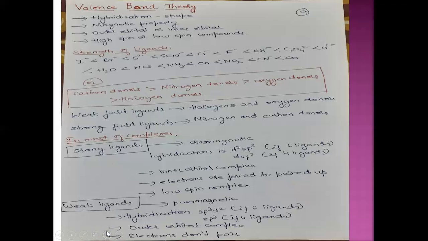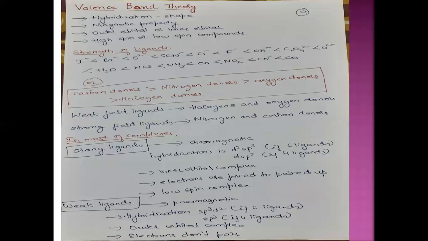Then moving to the weaker ligands. In weak ligands, because the strength of the ligand is not so much, the electrons are not forced to pair up. That's why it will possess paramagnetic property. So whenever you see weak ligands in the complex, you should remember that the complex is paramagnetic. There is one electron possessing one individual spin. That's why it is said to be paramagnetic.